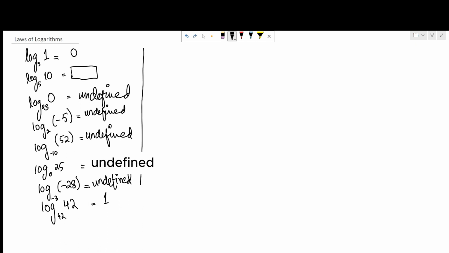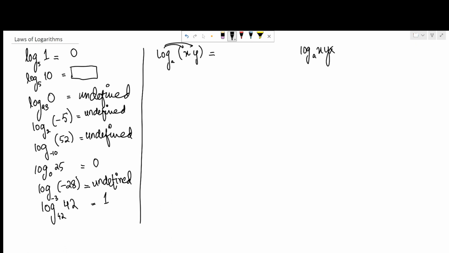Now coming to the rules in logarithms. When a logarithm is applied on a product, let's say x and y, two numbers multiplied, and then a logarithm is applied. There's no base here, I'm just writing a random base by default. In algebra, if this log was not a logarithm but any variable, we would multiply it out like this, right? But that doesn't happen in logarithms. It's different here.